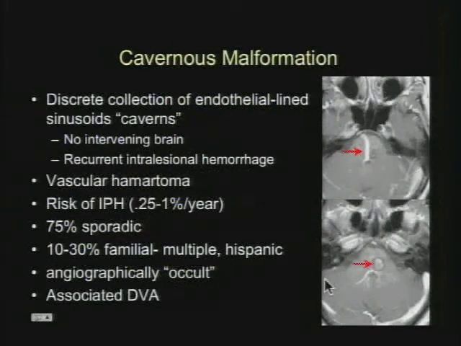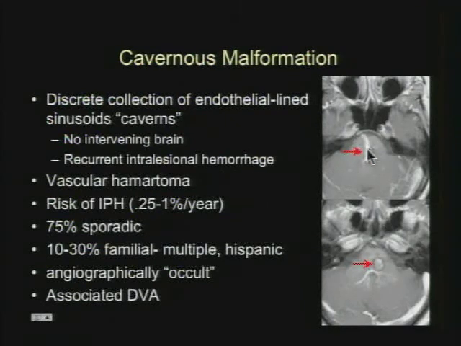So cavernous malformations are discrete collections of sinusoids or caverns. They're really vascular hamartomas. There's no normal intervening brain tissue. And you have recurrent intralesional hemorrhage, which is responsible for the imaging characteristics that we see. The risk of intraparenchymal hemorrhage varies depending on whether they're sporadic, which you see in 75% of the cases, or familial. So the familial cases have a higher risk for hemorrhage. The associated developmental venous anomaly can be a clue with the acute hemorrhage when you may not be able to see the underlying cavernous malformation.